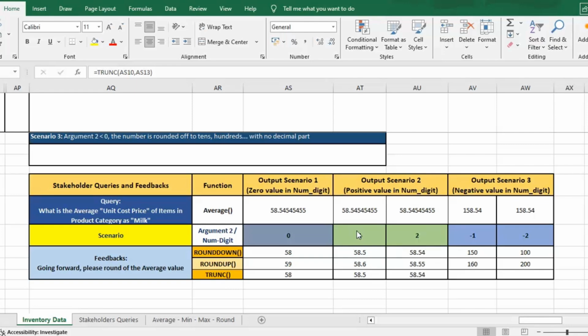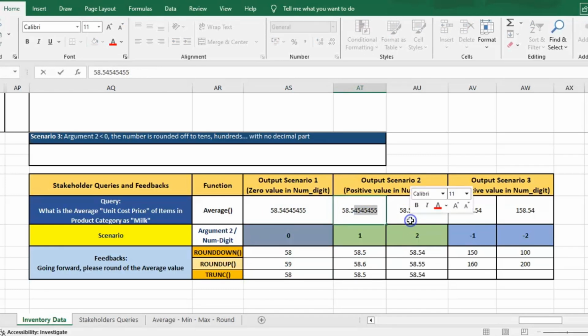Now in the case of example 1, where num_digit is assigned a value of 1, it keeps the value till one decimal place, and the remaining part, which is this one, 4545455, is removed or truncated. On similar lines, when num_digit is assigned a value of 2, 2 digits after the decimal are kept, and the remaining part, which is 545455, is removed from the input number.